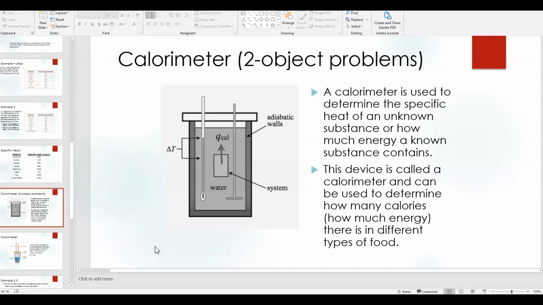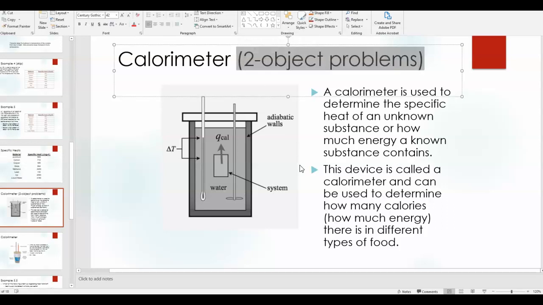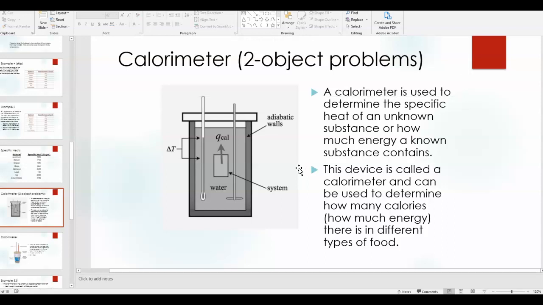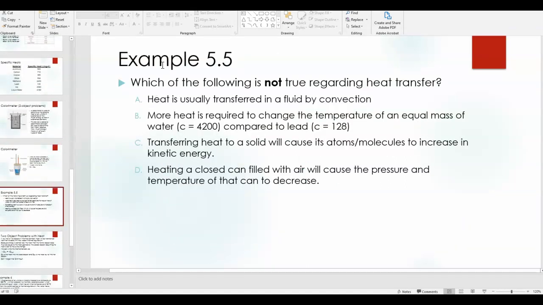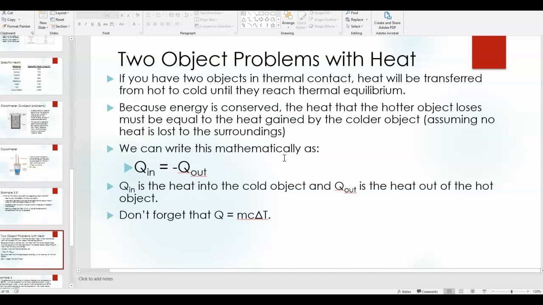And so this idea is what we call a two-object problem, because here we basically have two objects: the water, plus the object that we're exploding inside the water. Those are two different objects, and we have heat going out of one and into another. What we're going to do now is look at what happens when we do calculations with two objects. So here is the principle.